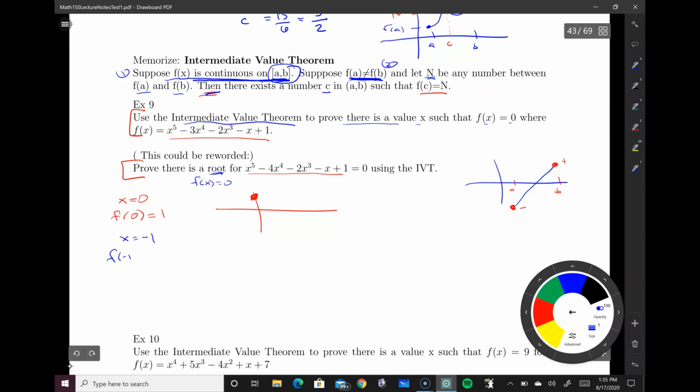So f of negative 1, let me go slow so I don't make any mistakes. I get negative 1 minus 4 plus 2 plus 1 plus 1. So this will give me 2, 3, 4 minus 4. So this gives me a negative 1. So when x is negative 1, the y value is negative 1. Okay, so I've done it.